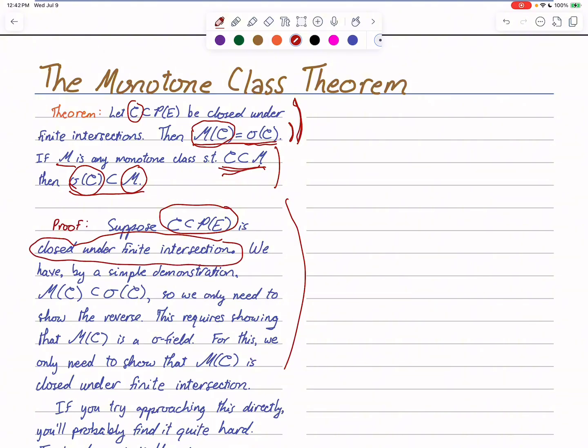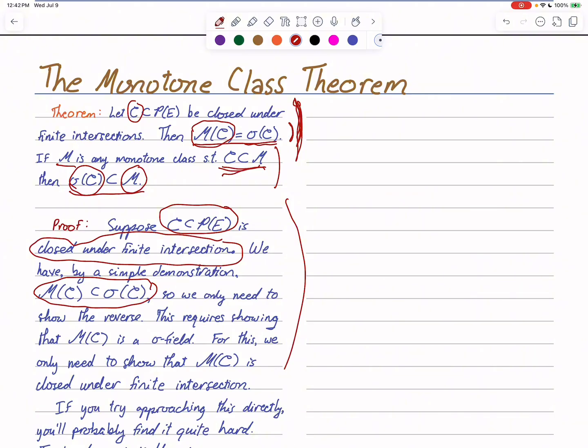I've already kind of talked about this, but showing that the monotone class generated by C is a subset of the sigma field generated by C, we're trying to show that they're equal, right? To show this direction of the subset is really trivial, and so I'm not going to get into it. It's basically the same as what we were talking about as background to this theorem. So I'm not going to show that direction unless somebody requests it. So we only have to show the reverse.